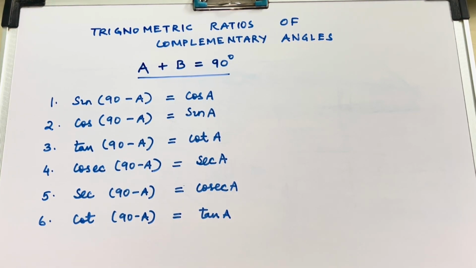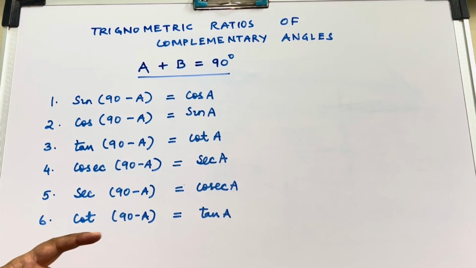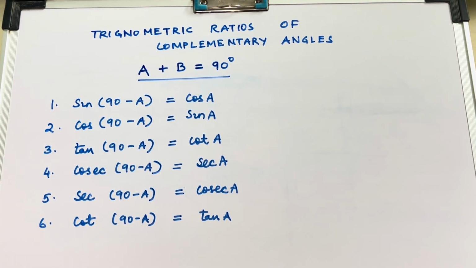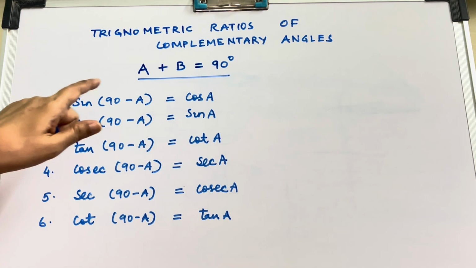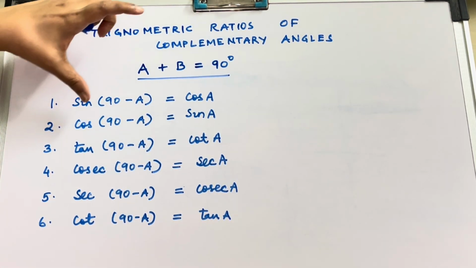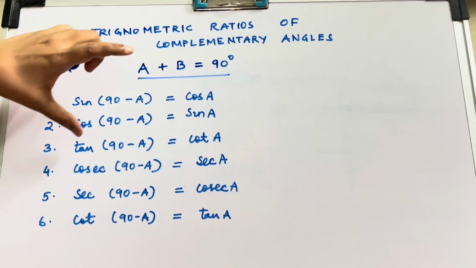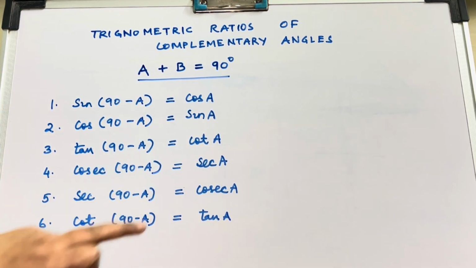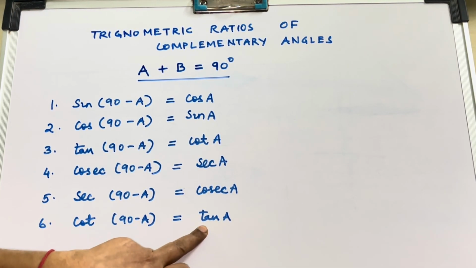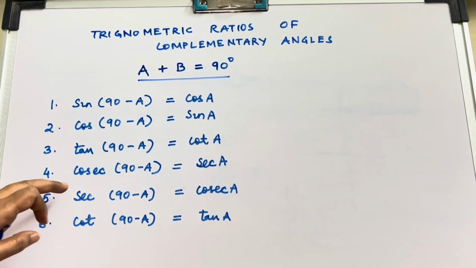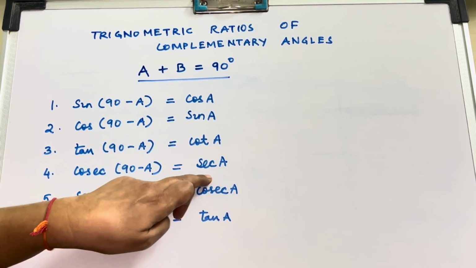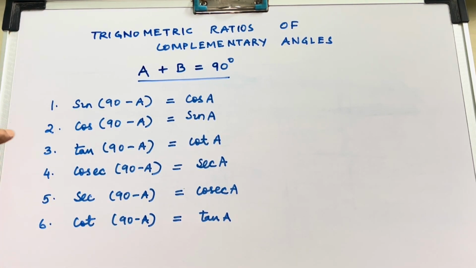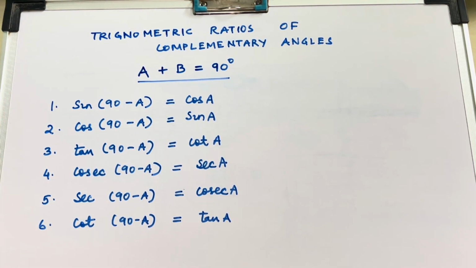If you see, there is a clear-cut relationship between the ratios. Sin and cos are a pair, in reverse of each other: sin 90 minus A is cos A, cos 90 minus A is sin A. Tan and cot are a pair: tan 90 minus A is cot A, and cot 90 minus A is tan A. Cosec and sec are a pair: cosec 90 minus A is sec A, and sec 90 minus A is cosec A. These are the six ratios for complementary angles.